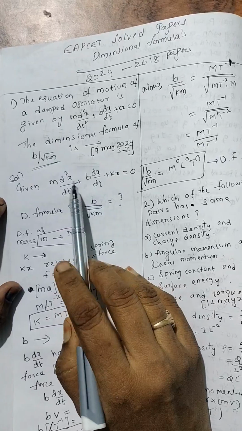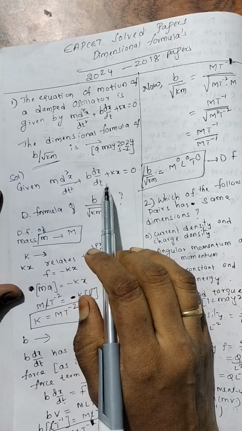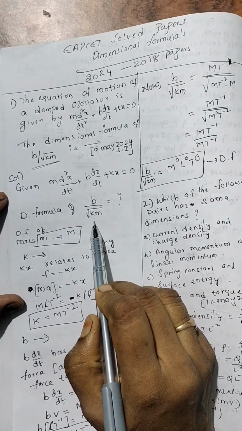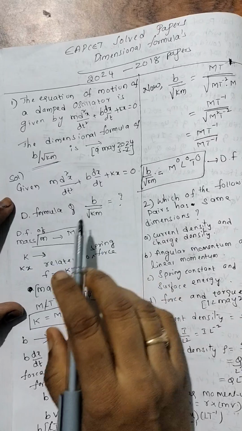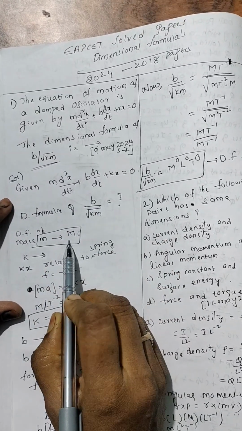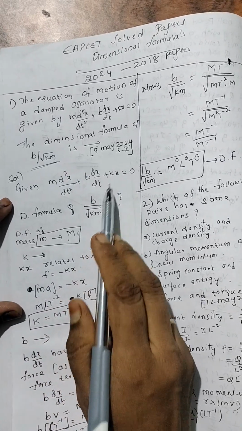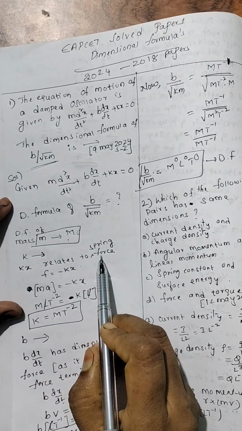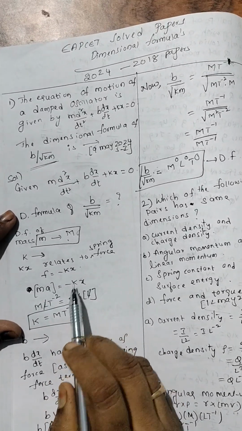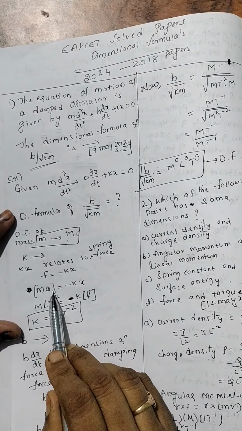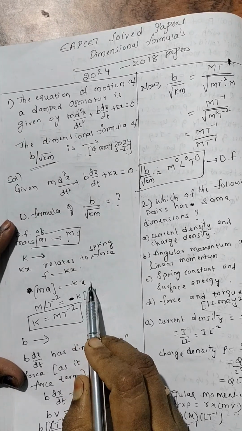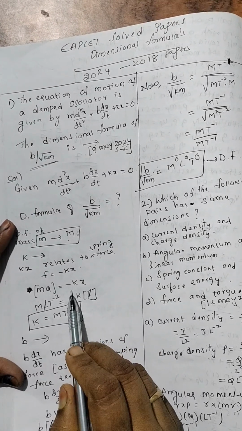What he gave: m d²x/dt² + b dx/dt + kx = 0. He is asking to find the dimensional formula of b by under root km. First, the dimensional formula for m is directly capital M, mass. Now here kx relates to the spring force. What is the formula for spring force? F equal to minus kx. And in place of F, we write mass into acceleration as per Newton's second law: ma is equal to kx. In dimensional formula, we will neglect the negative sign.